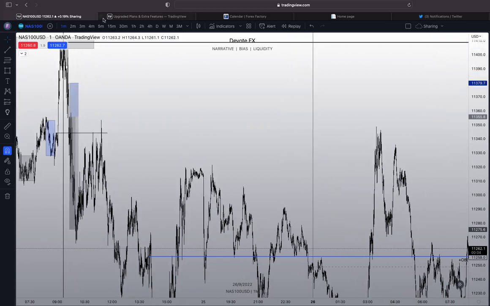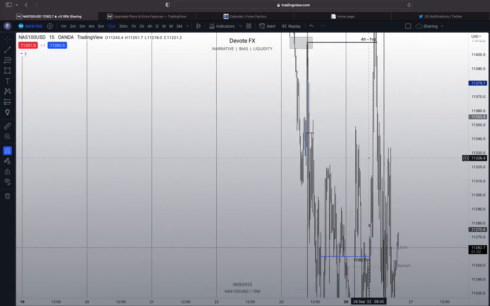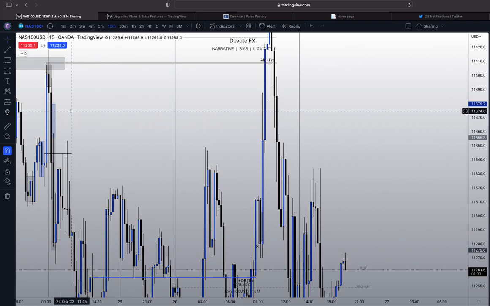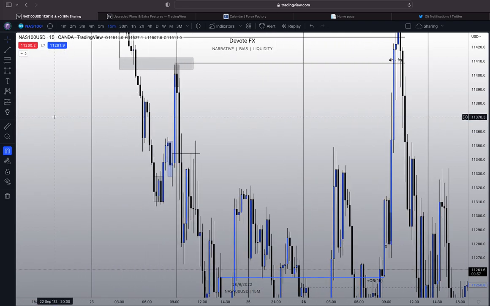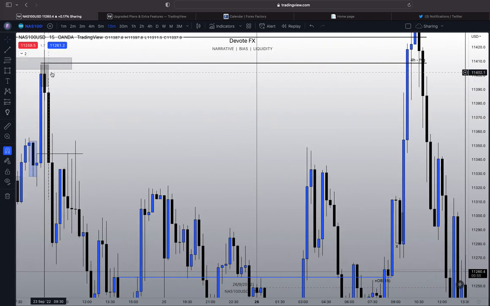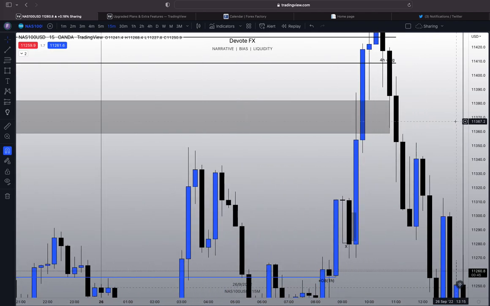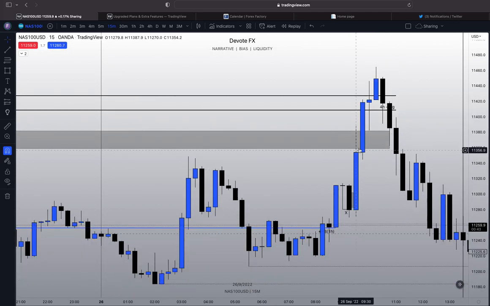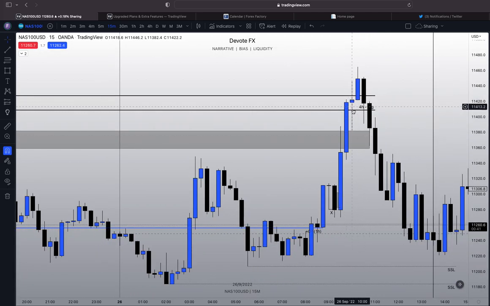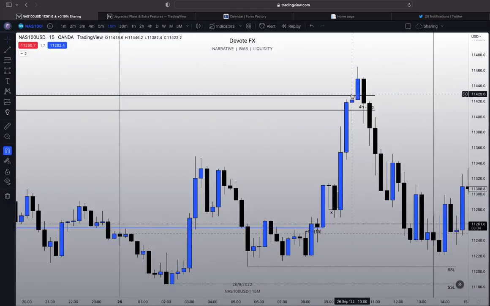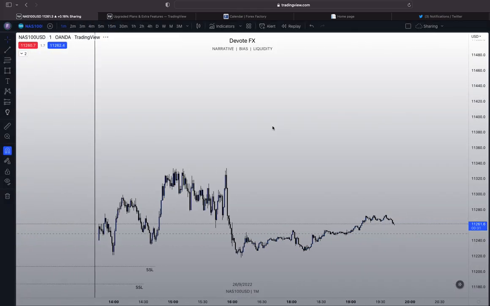My first take profit was the unmitigated 15-minute fair value gap from Friday, which is here. Here, and then ultimately second TP would have been here. This ended my completion for the AM session, even though we did come into my daily draw and print very nice sells.